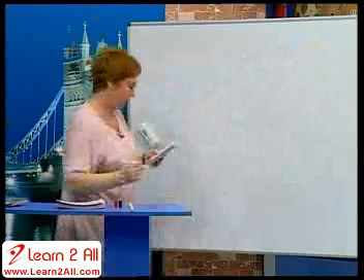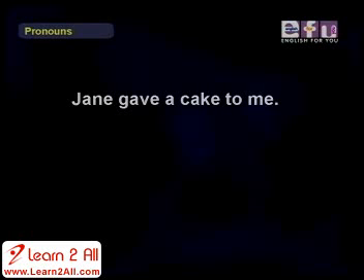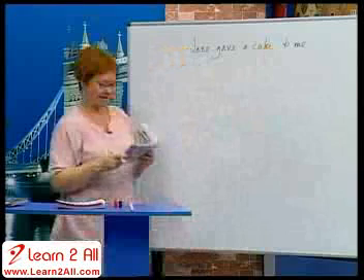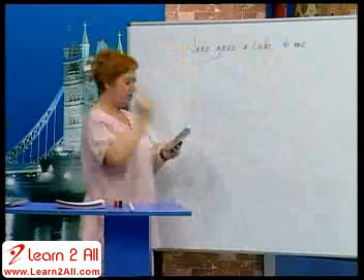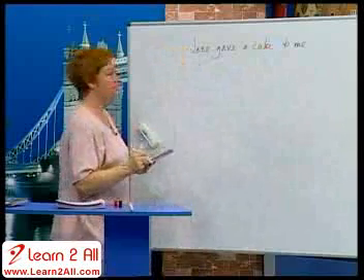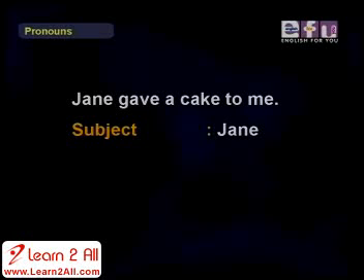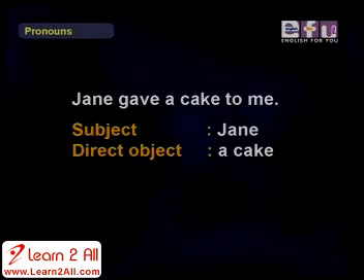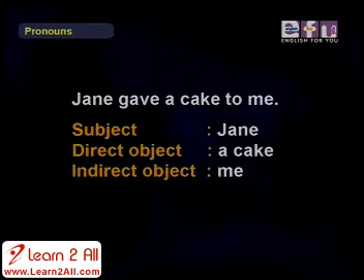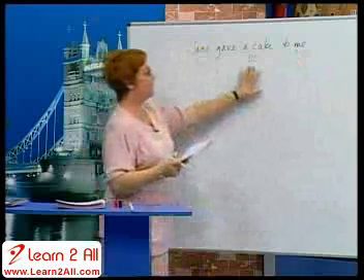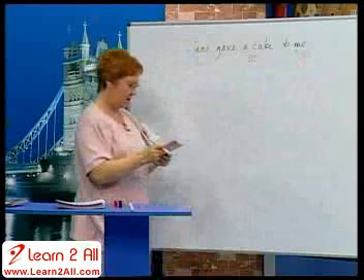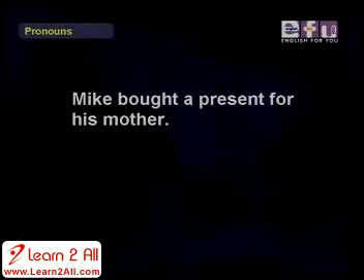So, here we go. Jane gave a cake to me. Lucky me. Okay? Now, Isabel, which is the subject, the direct object, and the indirect object? So first, what's the subject? Jane is the subject. A cake is the direct object. And me is the indirect object. Yes, good. Okay? So Jane gave a cake to me.